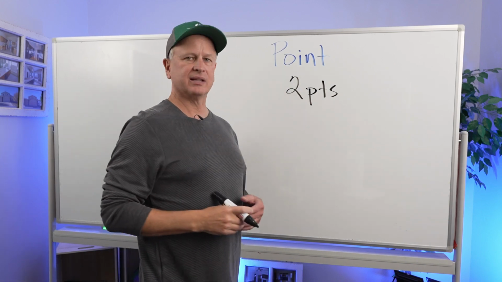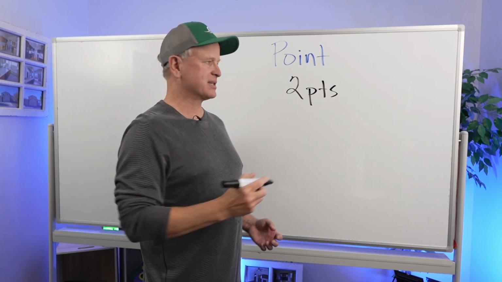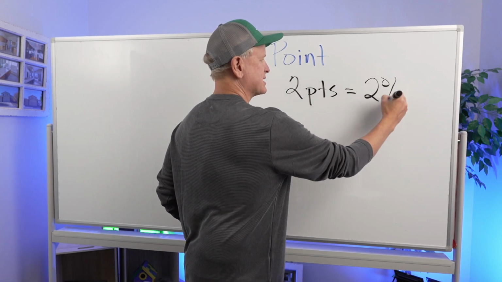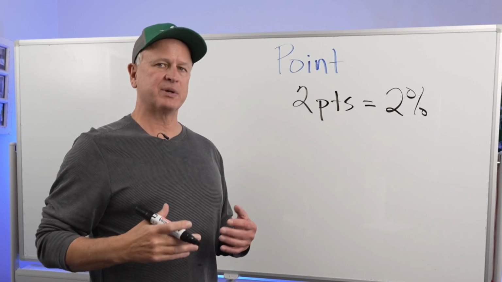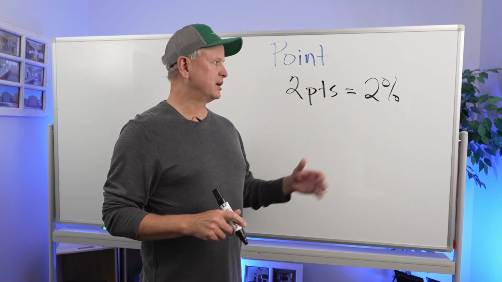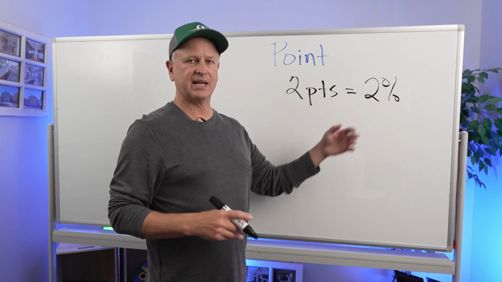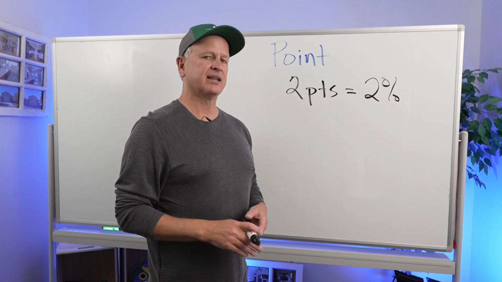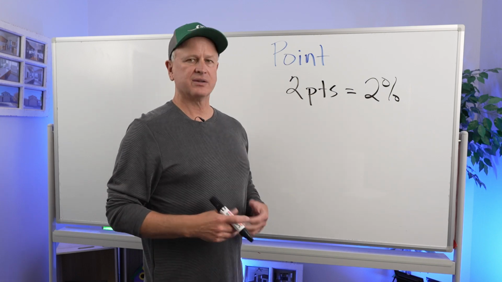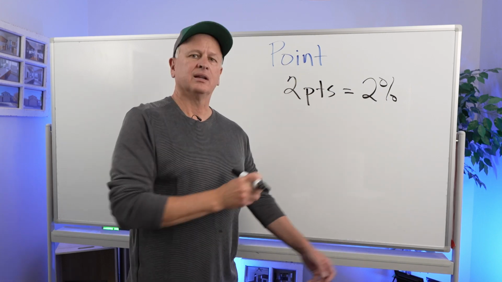So a point in the lending world is percent. So 2 points equals 2%. So it's 2% of your loan amount and not your purchase price. So when you get a loan, they're going to charge you, in this case, 2%, and that's the origination. That's what you're going to pay your mortgage originator or the lender. So the 2%, how do you calculate that? Let's look at an example.